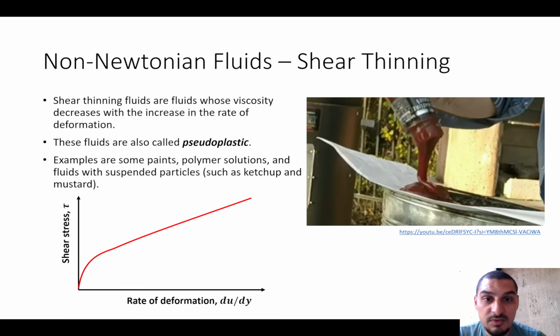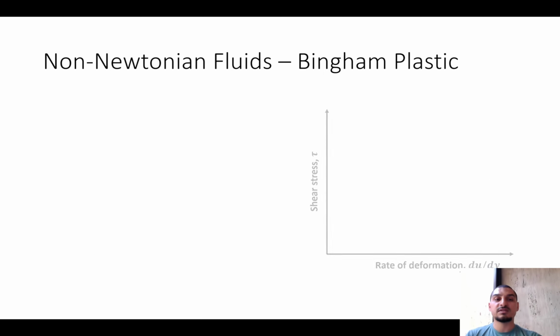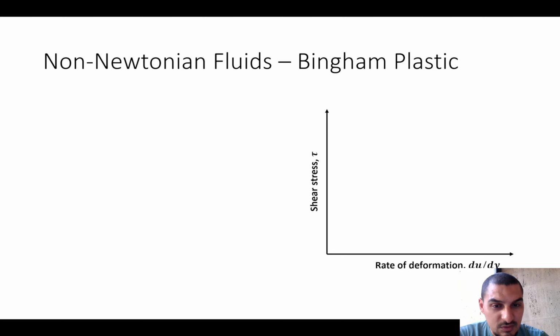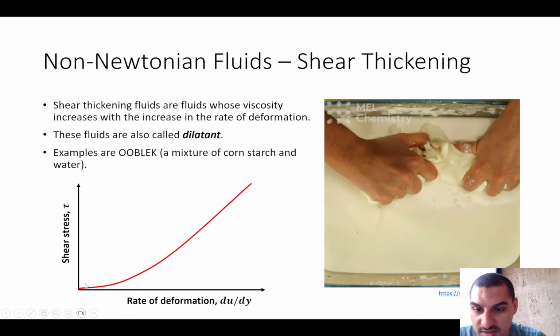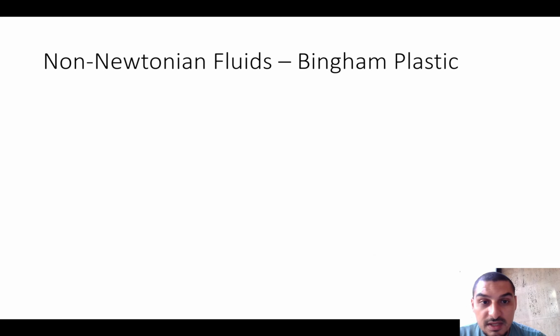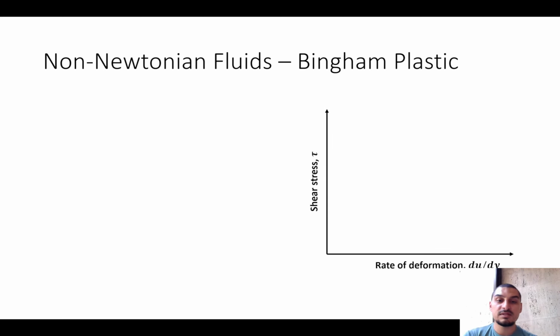There is a third type of non-Newtonian fluid, which we call the Bingham plastic. The Bingham plastic has one different thing. If you compare the shear thinning and shear thickening curves to the Newtonian fluid curve, you will notice that they all pass through the origin, but they are not linear curves. This is the deviation from the Newtonian fluid profile. For the Bingham plastic, it is different: it is linear, but it doesn't pass through the origin.